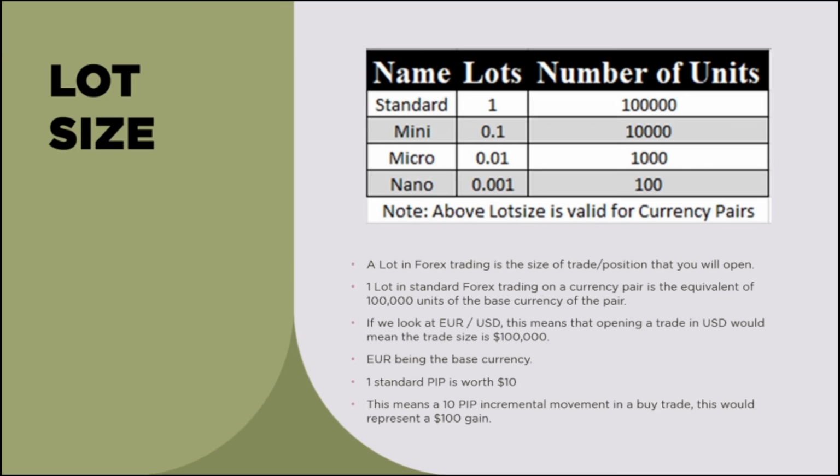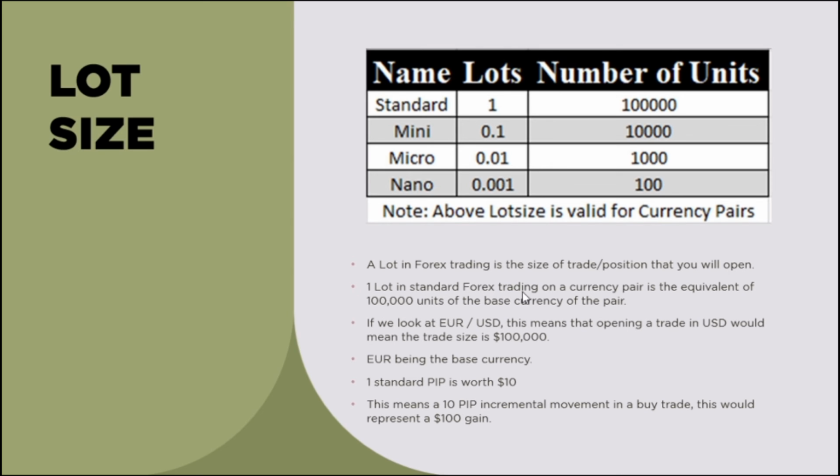All right, let's talk about lot size. Name, lots, number of units. Standard is 1, mini is 0.1, micro is 0.01, and nano is 0.001. So the standard is 100,000, the mini is 10,000, the micro is 1,000, and the nano is 100. A lot in forex trading is the size of the trade position that you will open.